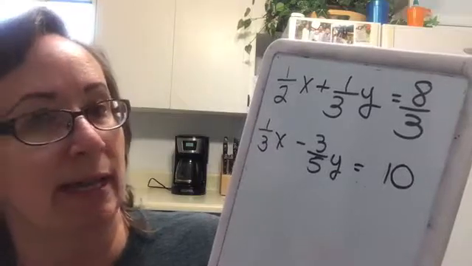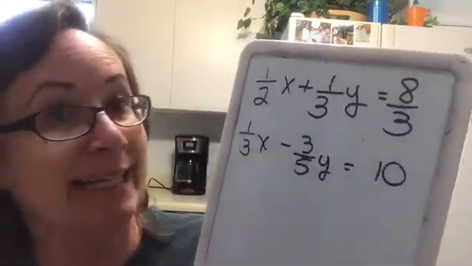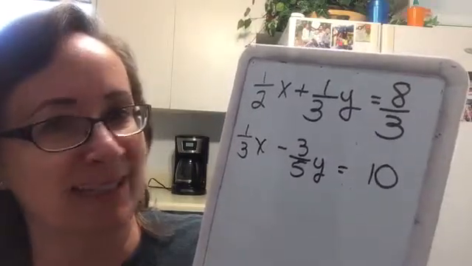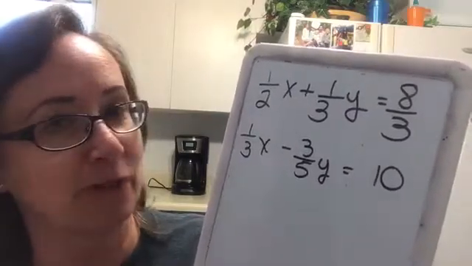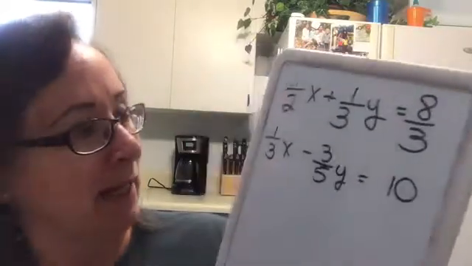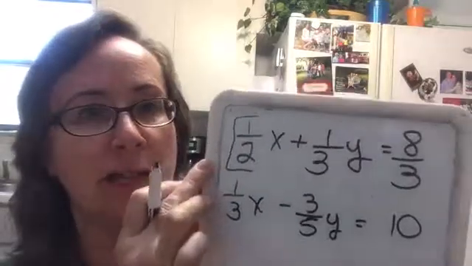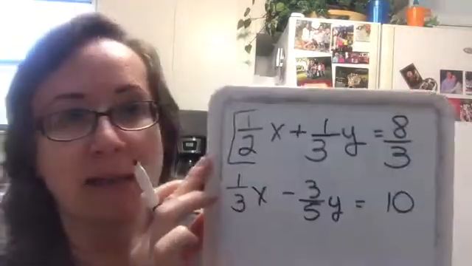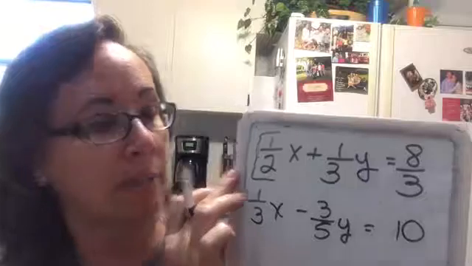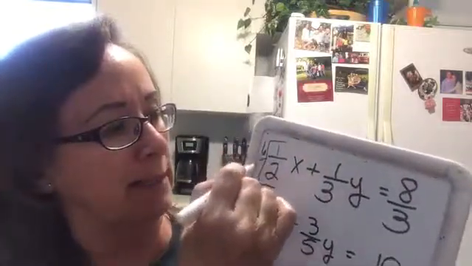I'm going to get a common denominator and multiply it through, because if I can get away without using fractions, I always will. I love fractions, but I like to clean them up and make them work for me. Okay, so I'm going to multiply this first equation by its least common denominator, which is 6, because both 2 and 3 go into 6.